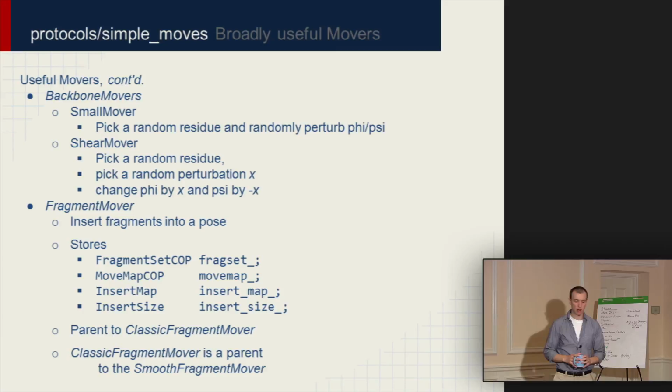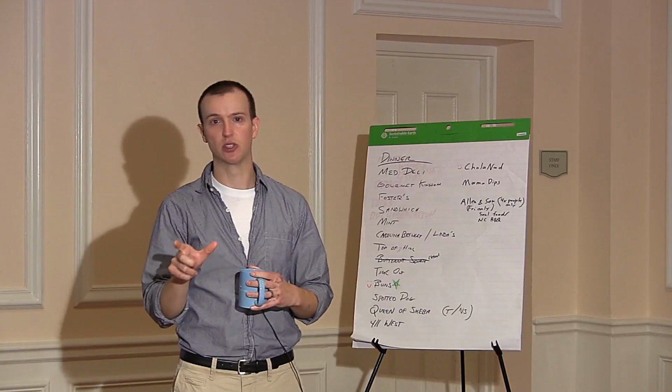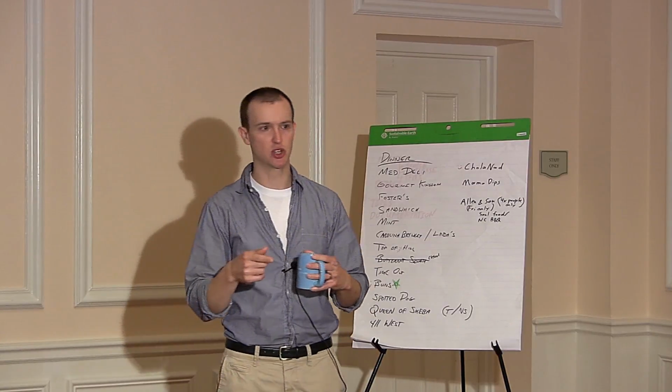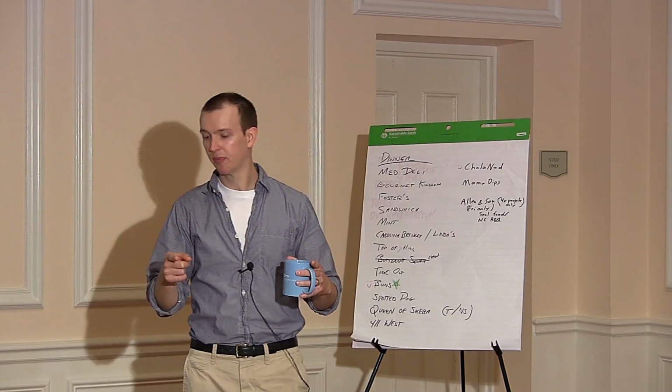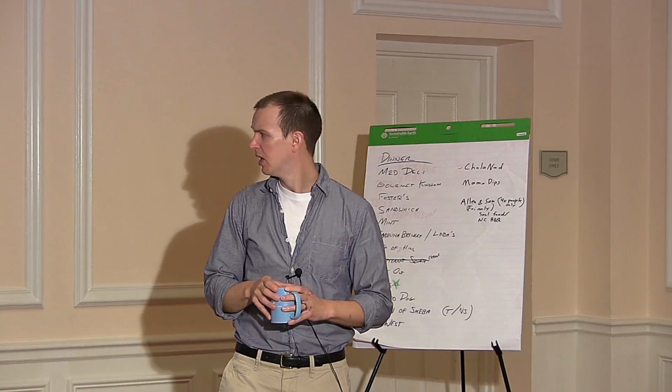And then the classic fragment mover is a parent to the smooth fragment mover. Smooth fragment movers are kind of fun. So what they do is figure out, for each residue, rather, when you select a window in which you're going to insert your fragment, say I'm going to start inserting a 9-mer at position 18, it's going to change 18, 19, 20, and down through 26.